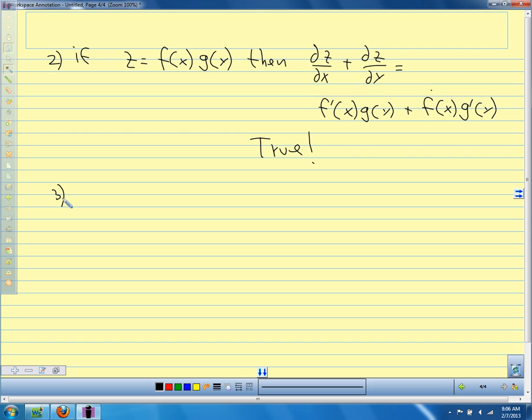Number 3, third true or false. If, and you might need to calculate on this one, z equals e to the xy, then the mixed partial d squared z dy dx equals xy plus 1 times e to the xy. So basically for this one, find this mixed partial and see if it's equal to this. And then tell me if it's true or false.